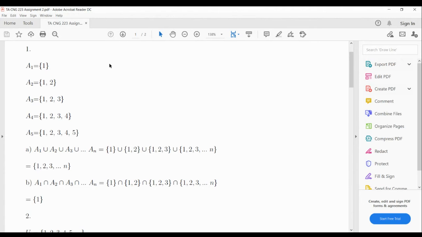So if you want to imagine what the sets are, we can start from the first set. Say, for example, what is A1? It contains only the first element of natural numbers. A2 contains 2, and so on. And for part A, let's see what the student did. He or she considered the union of all of these sets, with the same notation that they use in the question. They are the same. Then one by one, he or she tried to show it.